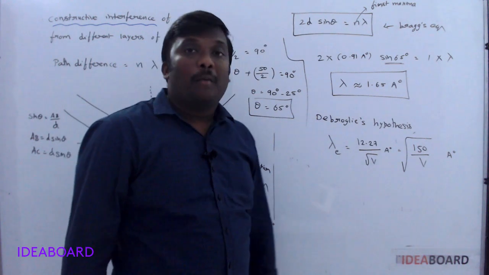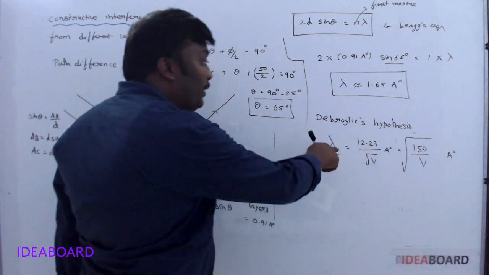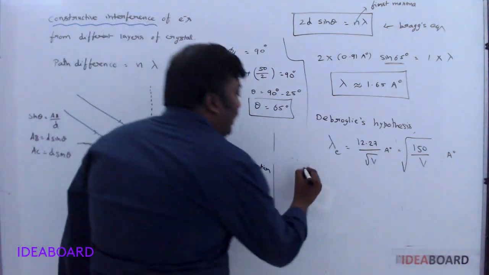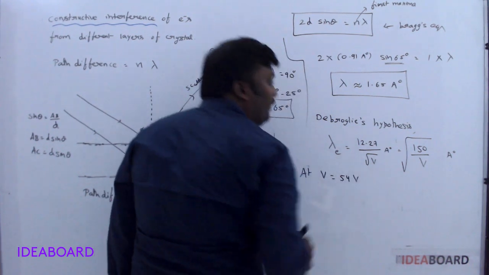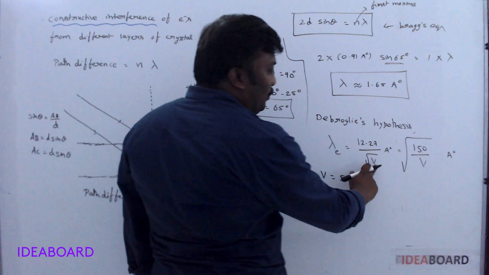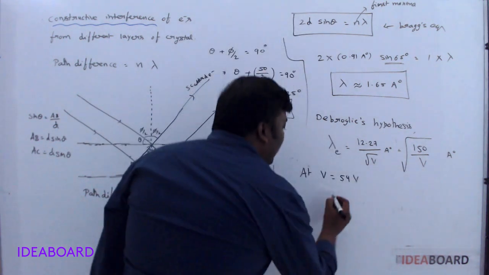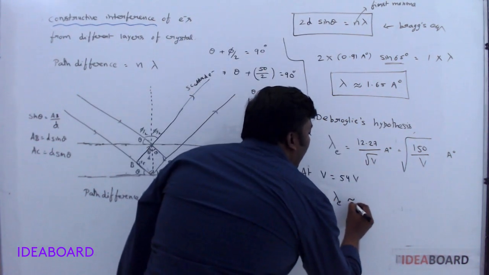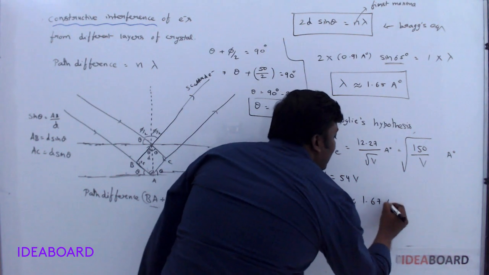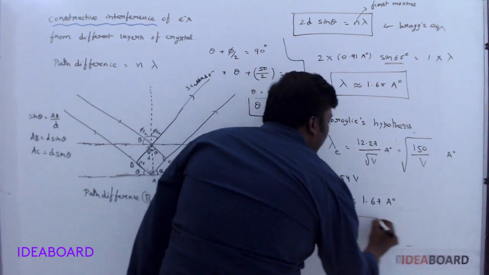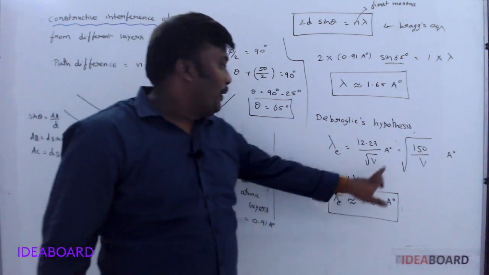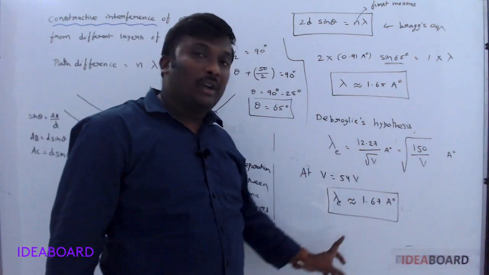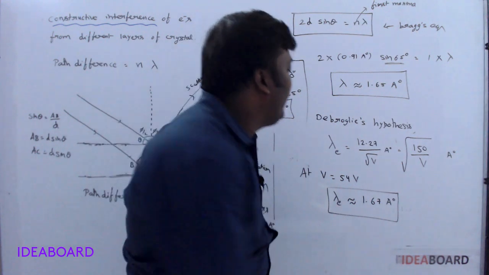Okay, here what is V? Potential difference now. At which potential we got the peak value? At V is equal to 54 volt. So substitute the value of V in this formula, then lambda e we got 1.67 angstrom units. Okay, so at a particular voltage of 54, we got the value as 1.67 angstrom.